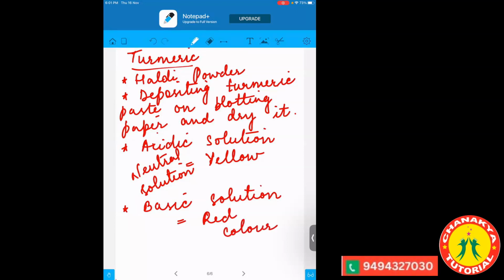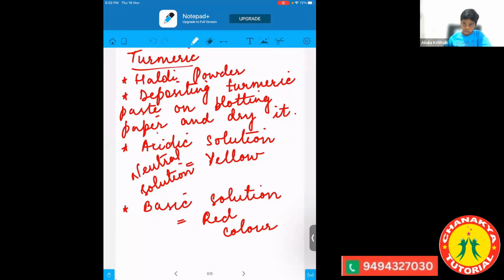So turmeric we need to take in the paste form on the blotting paper or the filter paper, and after that we need to dry it. And once it is dry, then we need to conduct the experiment. We have to take the acidic solution and pour a few drops of it on the paper, and what do we find? We find that it stays yellow in color only. Then when we take the basic solution and put a drop of it onto the turmeric, the color will start changing into red. And this red color indicates that this is a basic substance. Fine.